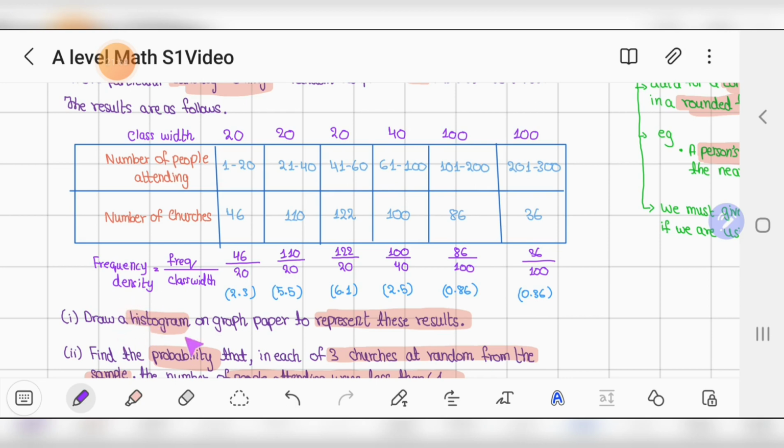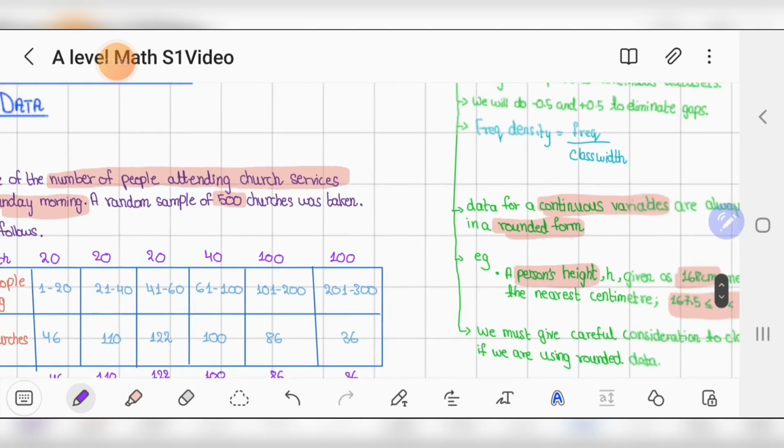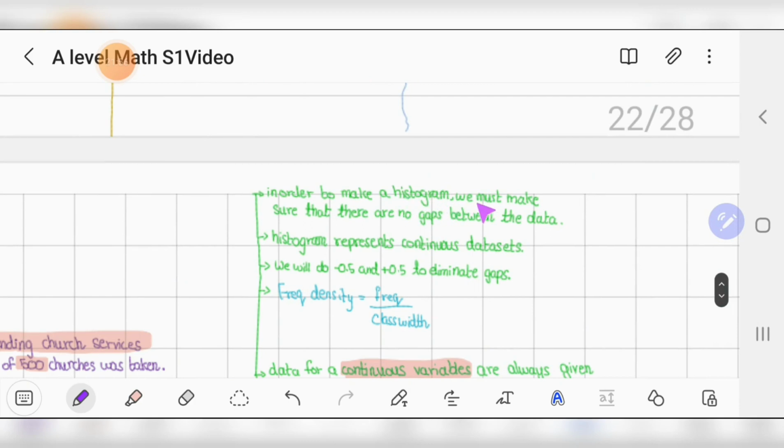Okay, now let's understand how to draw the histogram. So I have just written it down in here. In order to make a histogram, we must make sure that there are no gaps between the data. Histograms represent continuous data sets. We will do minus 0.5 and plus 0.5 to eliminate gaps.